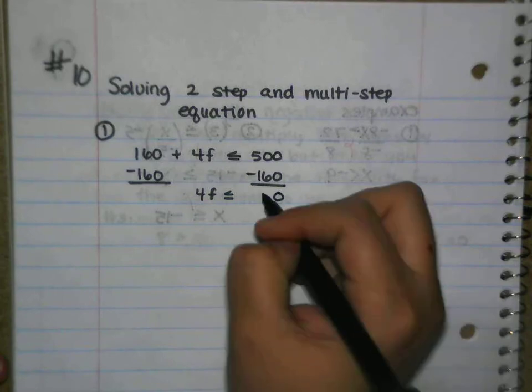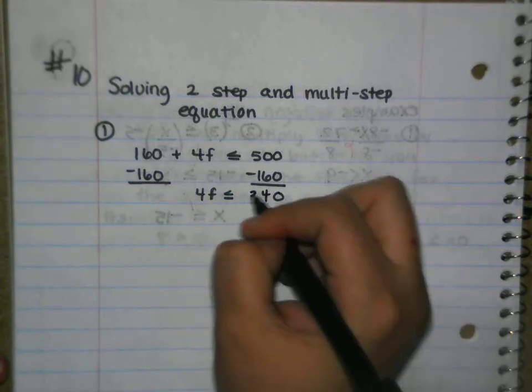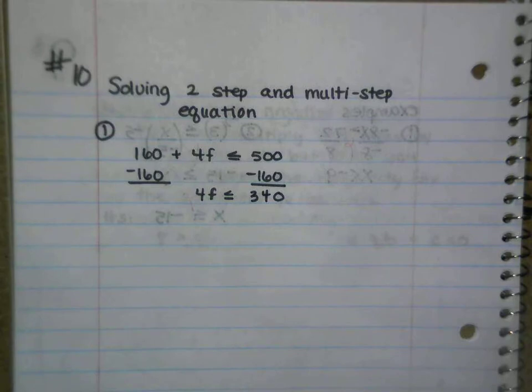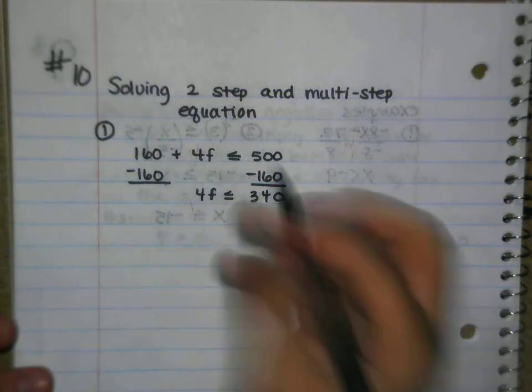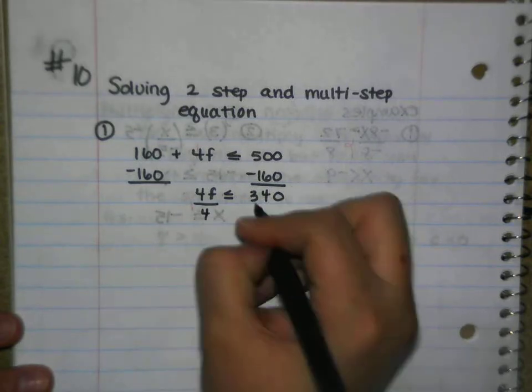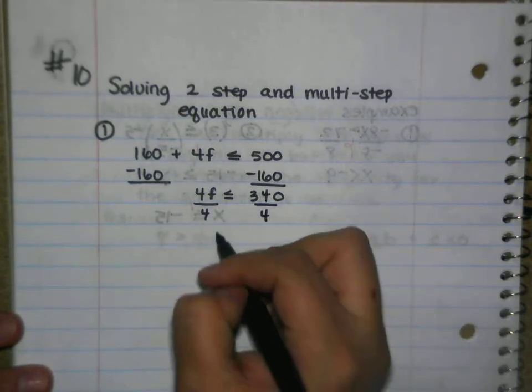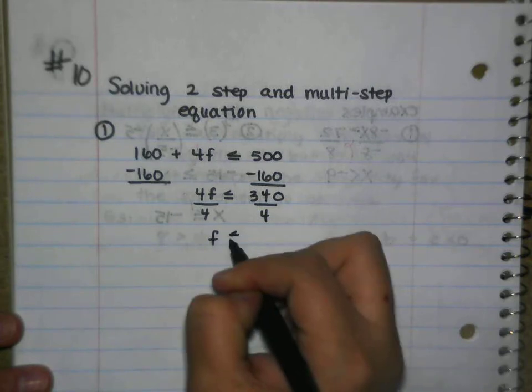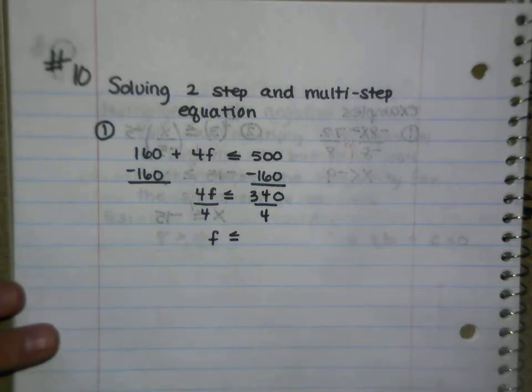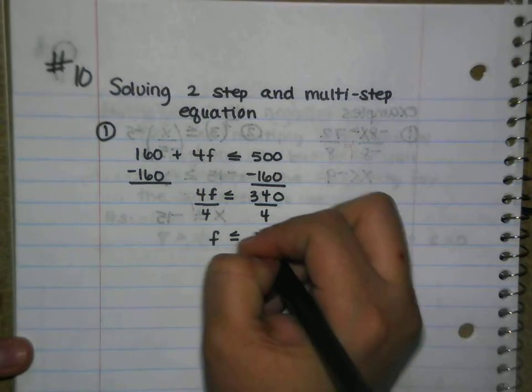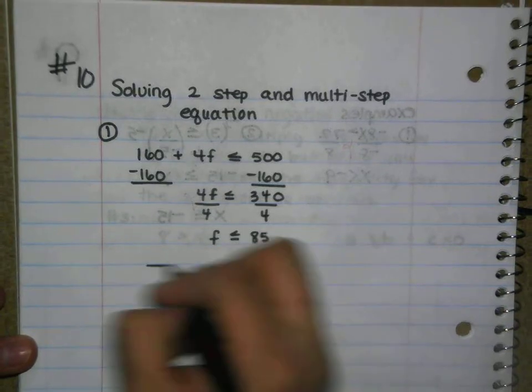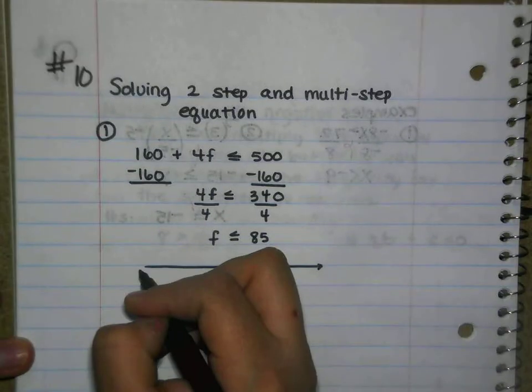So this is 500 minus 160, so that's 340. And then we have 4f is less than or equal to 340. We're going to want to divide both sides by 4 to isolate the variable in this case, which is f. So we're going to get f is less than or equal to 340 divided by 4, which is equal to 85.